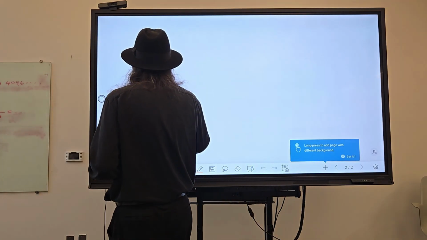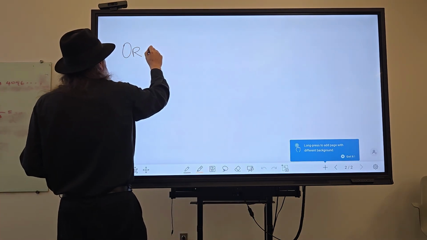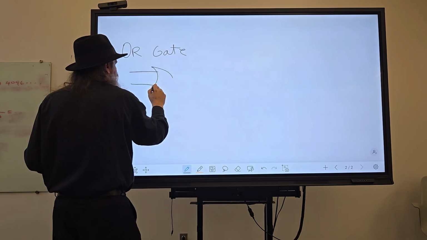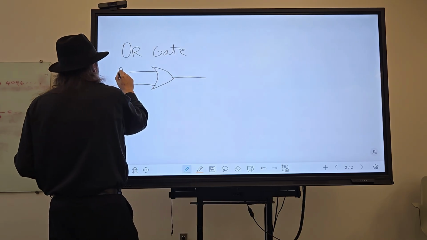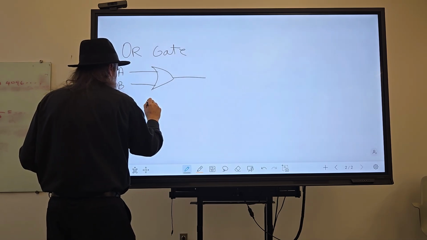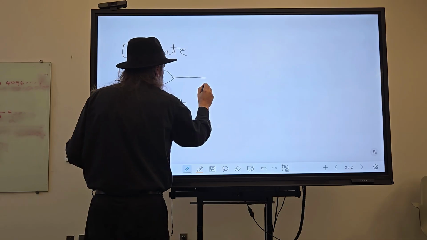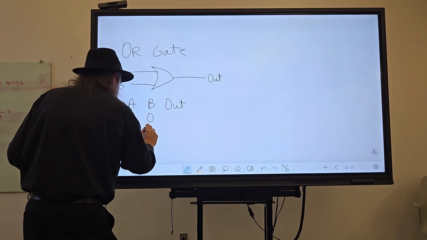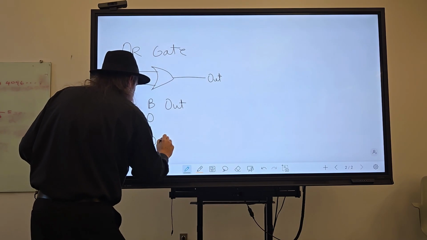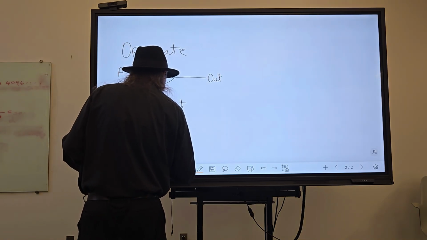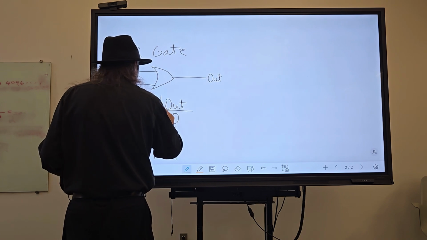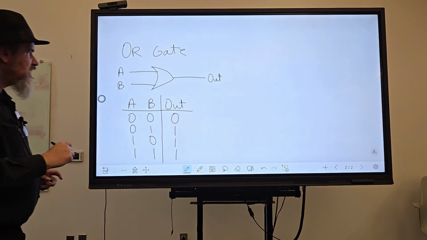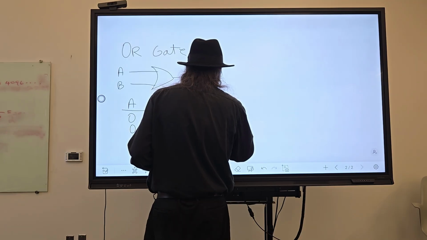The OR gate, and the state table for that is, if either input or both inputs are high, then the output is high. In Boolean expressions, that would be written as A plus B.